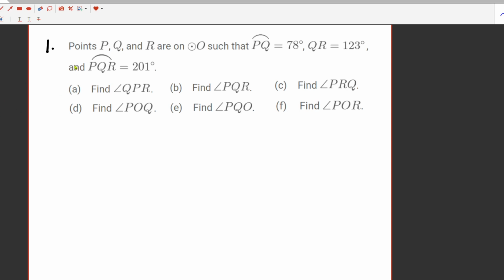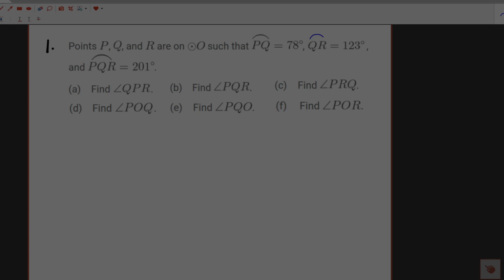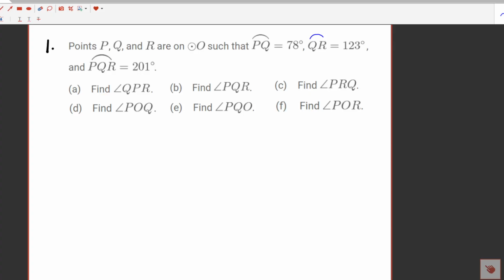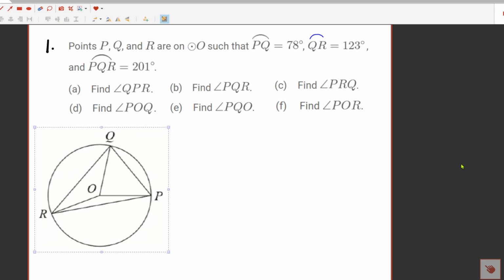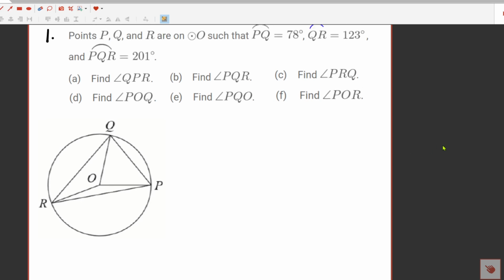Okay, first question. Points P, Q, R are on circle O such that arc PQ is 78 degrees, arc QR is 123 degrees, sorry, there's a typo here, and arc PQR is 201 degrees. First of all, it's better to draw a diagram to illustrate the situation here. And we're asked to find the following angles. Okay, first angle QPR.